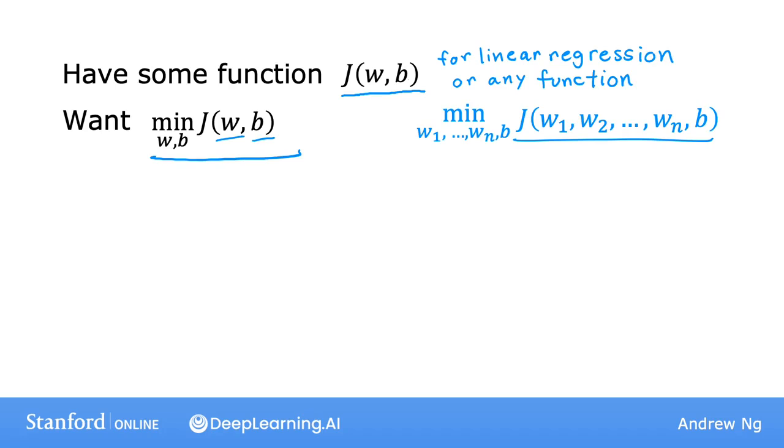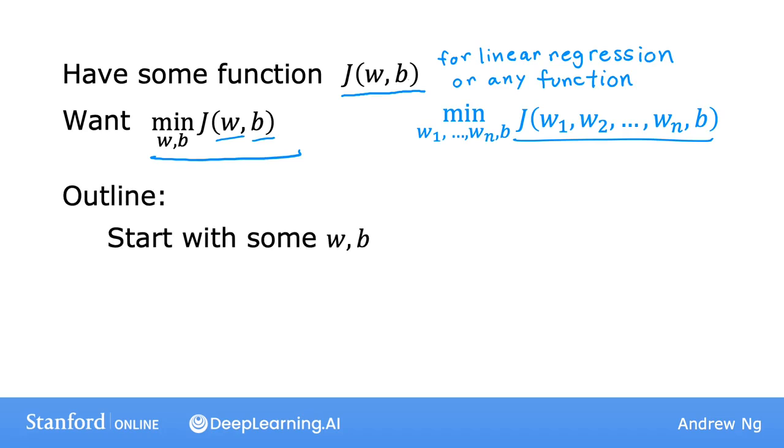What you're going to do is just start off with some initial guesses for w and b. In linear regression, it won't matter too much what the initial values are. So a common choice is to set them both to 0. So for example, you can set w to 0 and b to 0 as the initial guess.